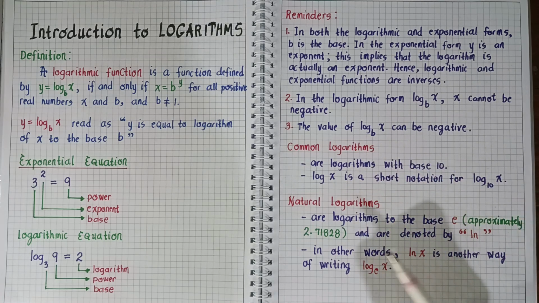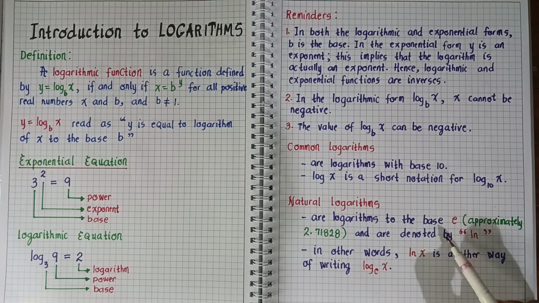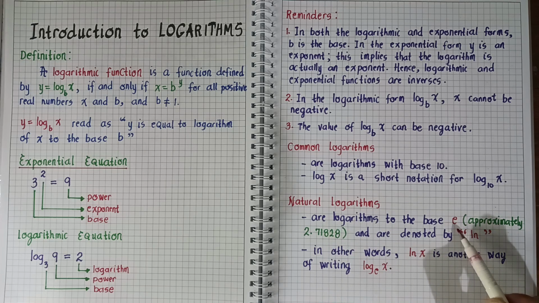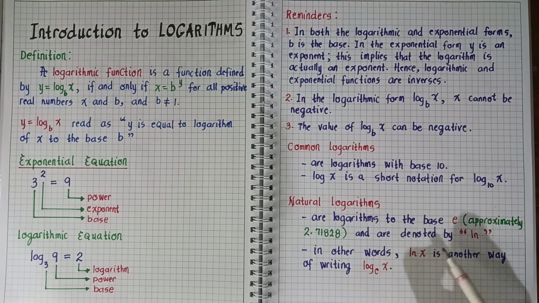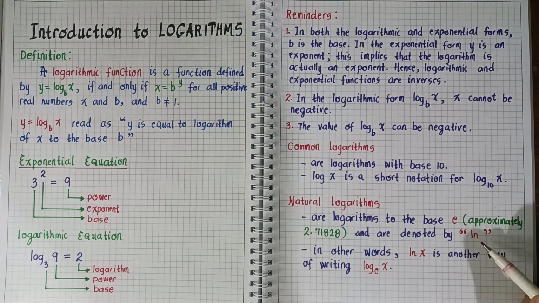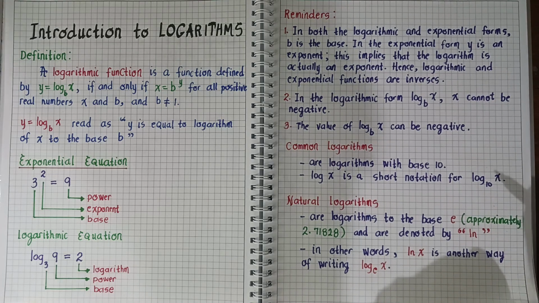Okay, next. We have here natural logarithms. These are logarithms to the base e, which has an approximate value of 2.71828. That is the actual value of e, and natural logarithms are denoted by ln. If you look at your calculator, there is an ln key, which means natural logarithm. So in other words, ln x, or natural logarithm of x, is another way of writing logarithm of x to the base e.